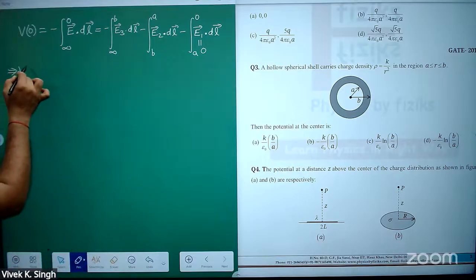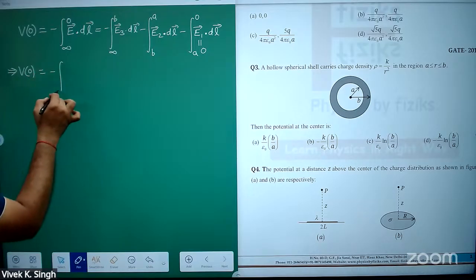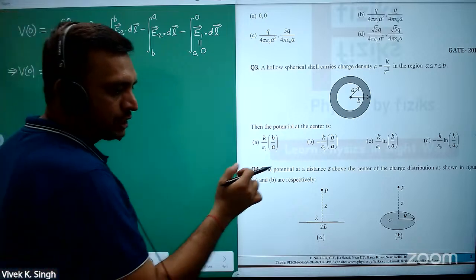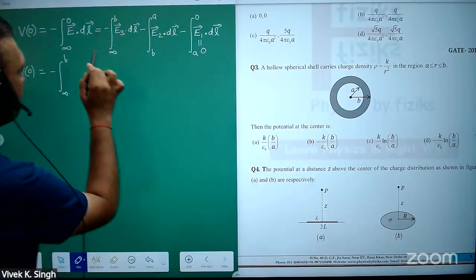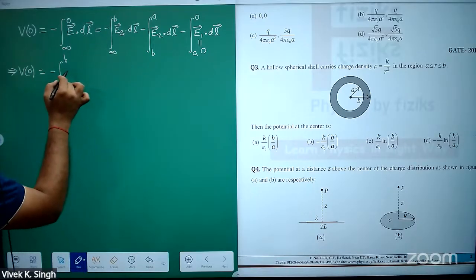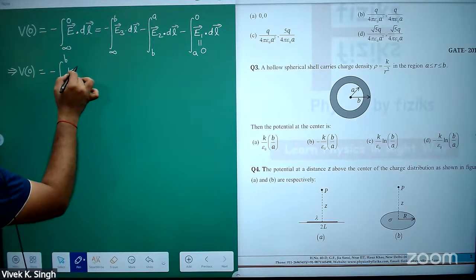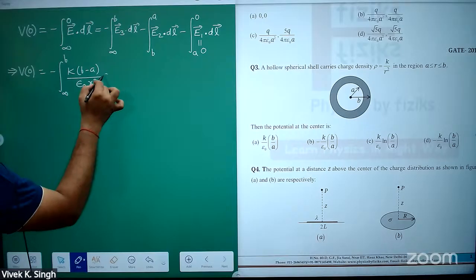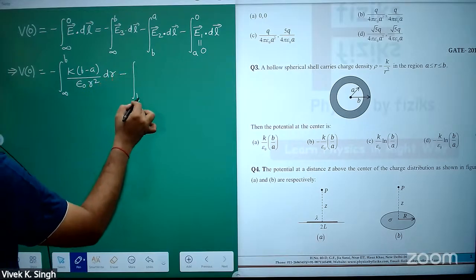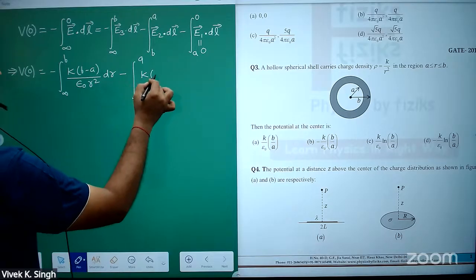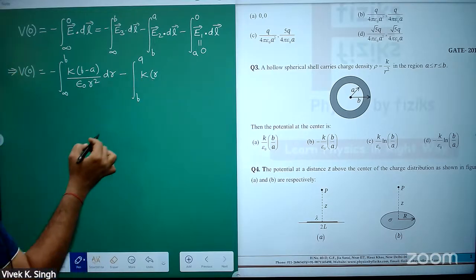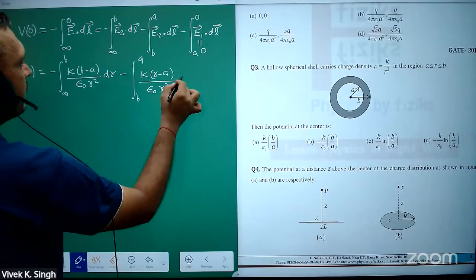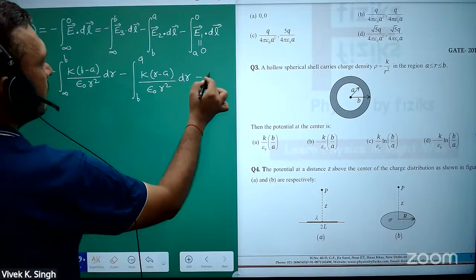Now see, I will write minus infinity to B. Now dl is in the direction of r cap, the radial direction. So the dot product will give you 1. So if you see, E3 is k times (B minus A) by epsilon 0 r square dr. And then B to A, E2 will give you k times (r minus A) by epsilon 0 r square dr, and the third term will be 0.